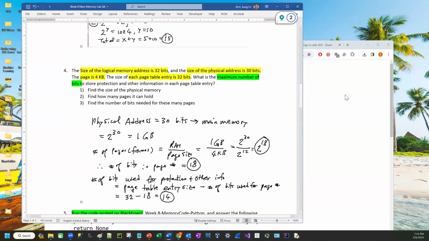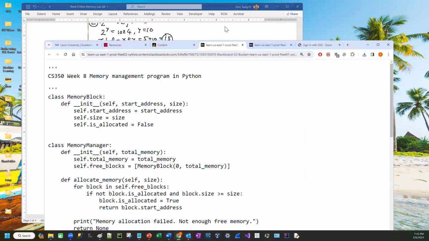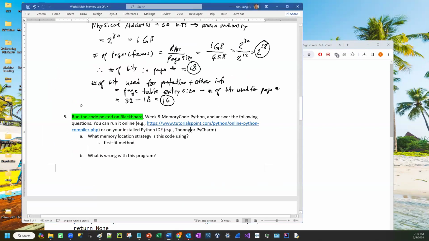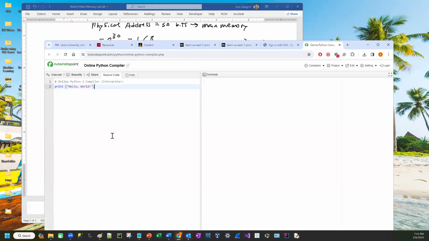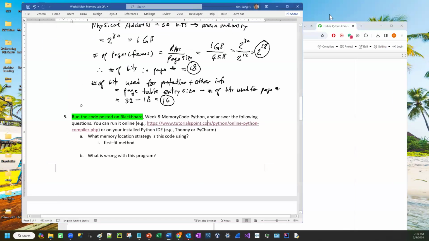Okay. So you can run it in, let's see. I kind of like this one here, Tutorials Point. So I'm going to open this one up. You can run it on Python or whatever. It doesn't really matter. Thonny or PyCharm or whatever you like. So all you have to do is just grab that code.